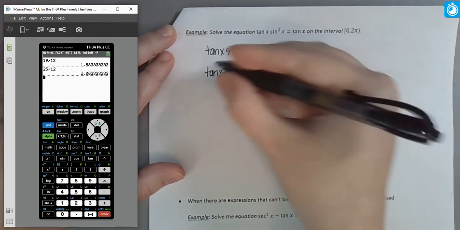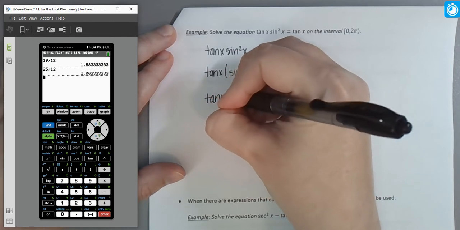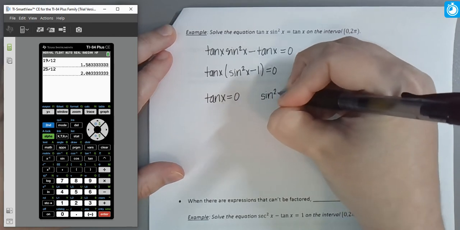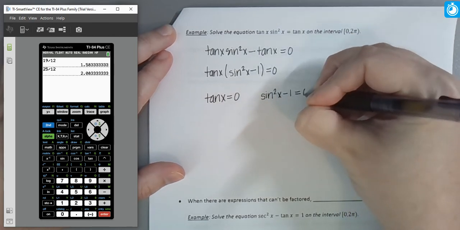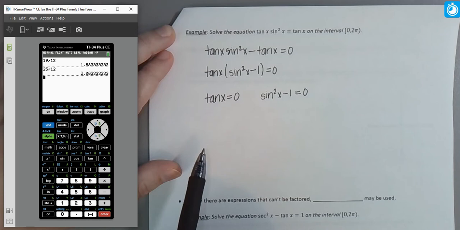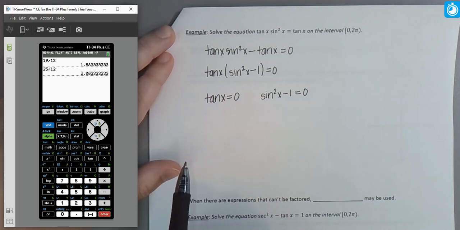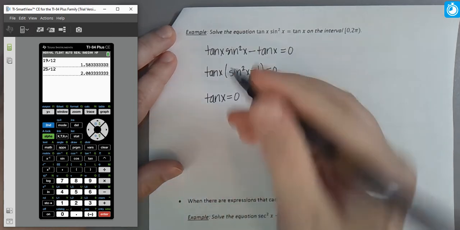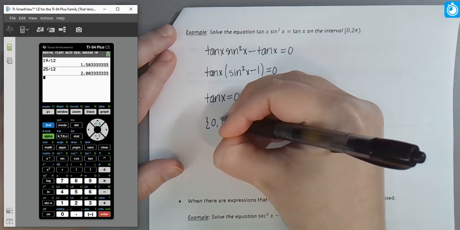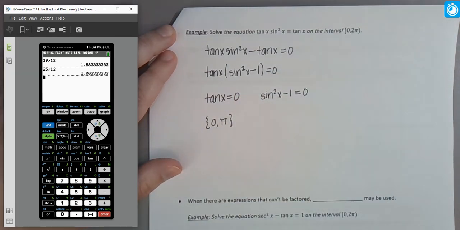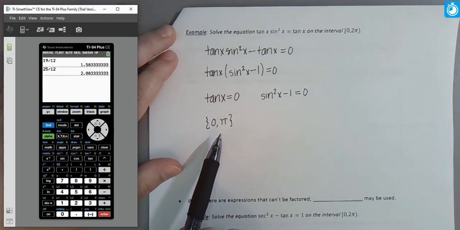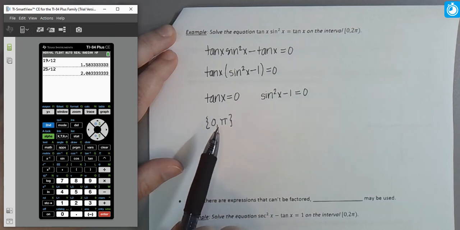So now I can set each of these equal to 0. So tangent of x is equal to 0, and then sine squared x minus 1 is equal to 0. And I solve each of these independently. So if tangent is equal to 0, that means the sine was 0, and then the cosine was not 0. So those would be radian measures of 0 and pi. Those are the 2 locations where our sine has a value of 0, and then at 0 radians our cosine is 1, at pi radians our cosine is negative 1. We take the ratio for tangent and we get a 0.